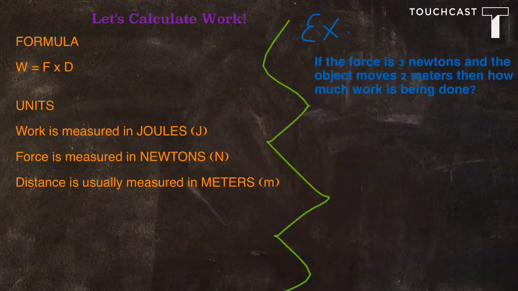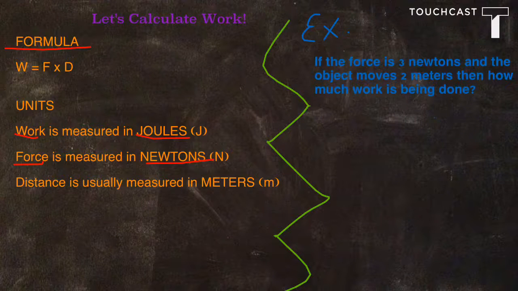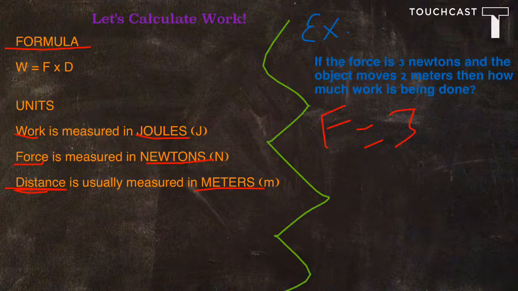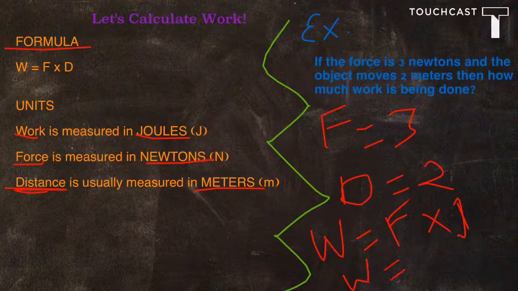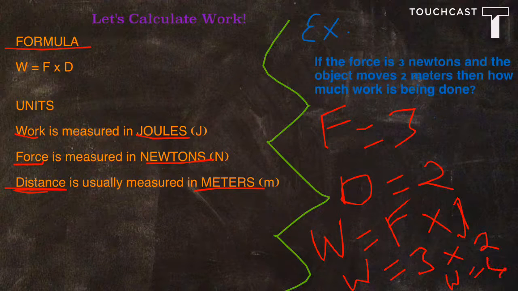So, let's calculate some work. To calculate work, you have to know what the formula is. And the formula is work equals force times distance. The units, when we measure work, it's in joules. Force is in newtons. And distance with a work problem is usually in meters. So our example in blue is, if the force is 3 newtons and the object moves 2 meters, then how much work is being done? Well, force equals 3 and distance equals 2. And since work equals force times distance, work equals 3 times 2. So work equals 6 joules. And don't worry, we're going to do a lot of this in class.